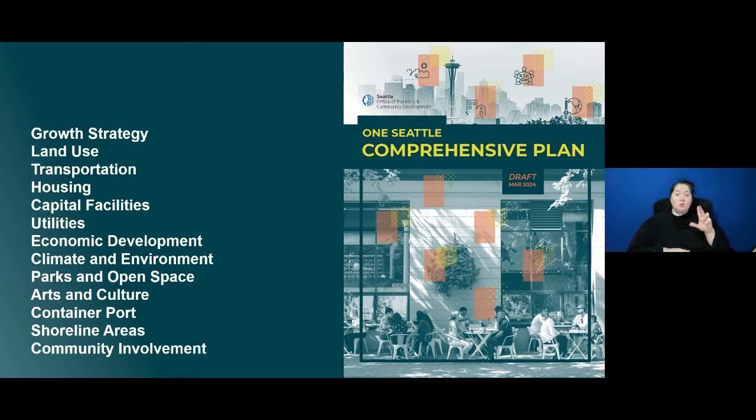Of course, we've touched on those, but also things like economic development, climate and the environment, parks and open space, and arts and culture, which is a very important topic that was added during our last comp plan update, and we've expanded and enhanced that element. And then some very specialized areas that are requirements of the State Growth Management Act, like planning for our container port and our shoreline areas. And then we added a community involvement element with this update that expands on the policies we had previously about how we do things like this event tonight and many other things we do to reach community members, build relationships with them, and support their involvement in things the city does, like updating a comprehensive plan.